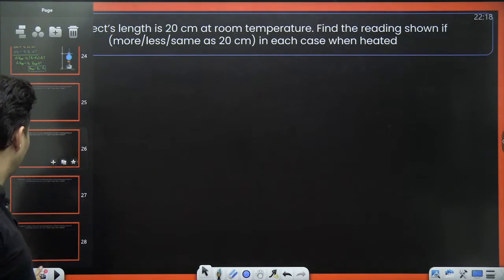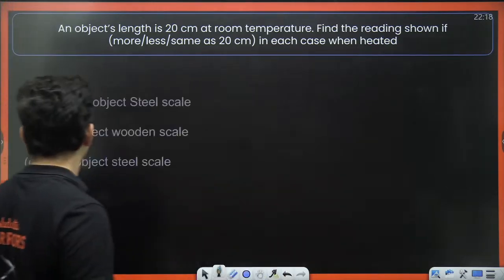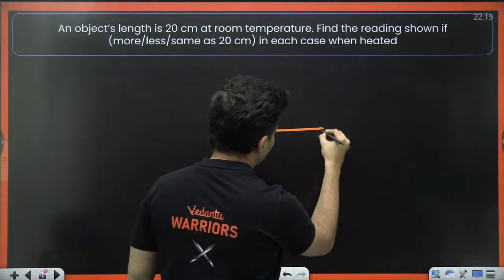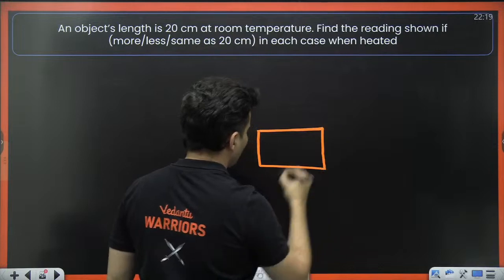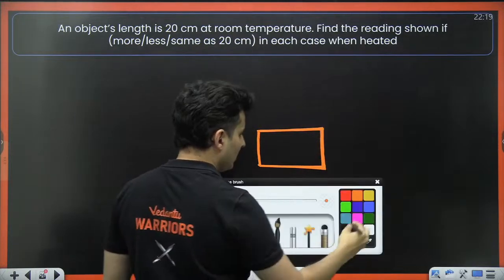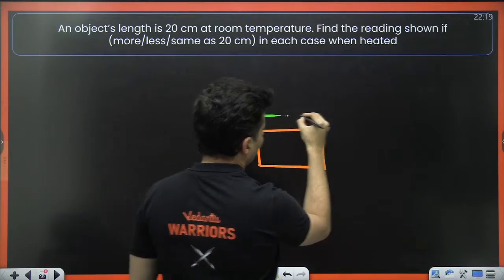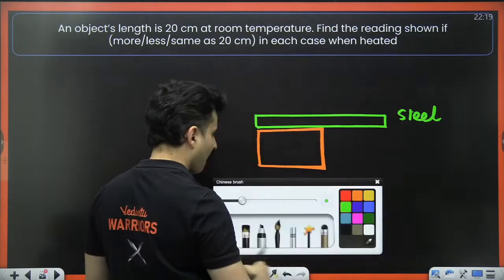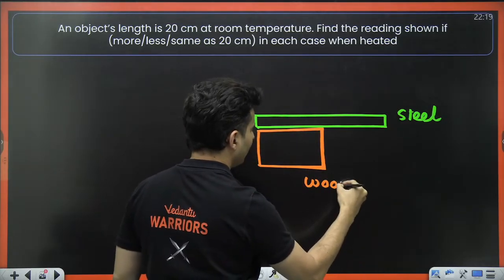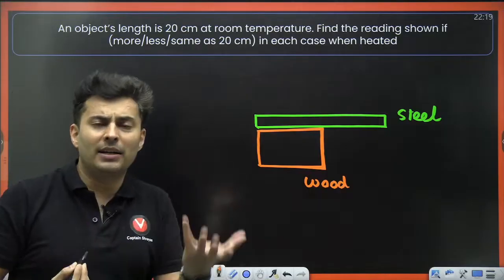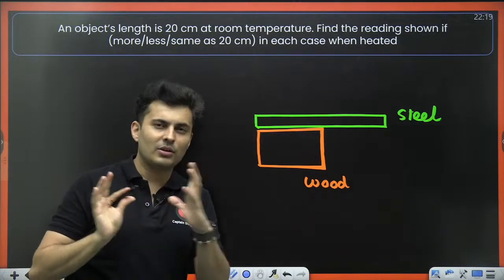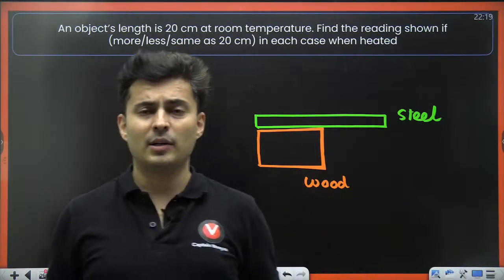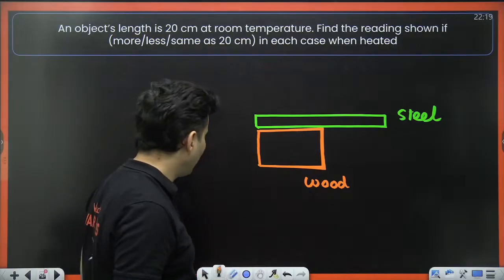Let me create a duplicate. Okay, imagine the first case, which is wooden object, steel scale. So this is an object which is made of wood and there is a steel scale over here, something like this. This is made of steel. This is made of wood. Now when you heat it, who expands more? Obviously steel. Wood does not expand so much. In fact, the expansion properties are much lesser for wood as compared to steel, steel being a metal.